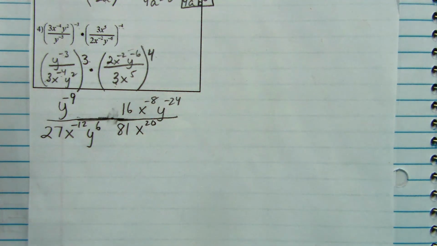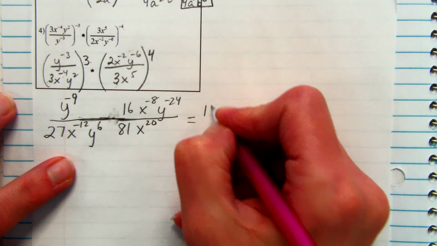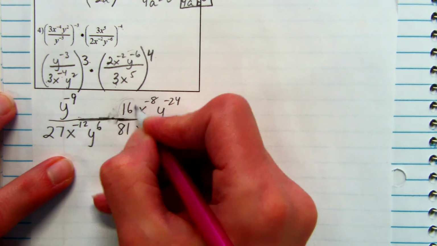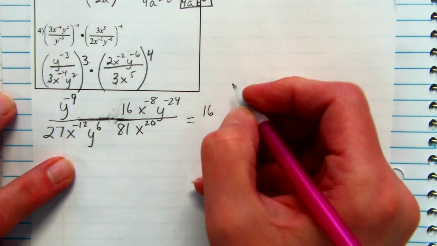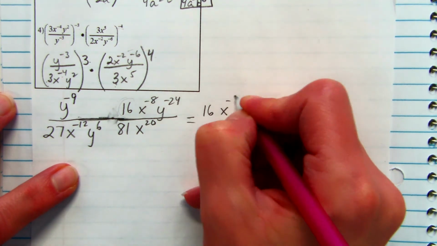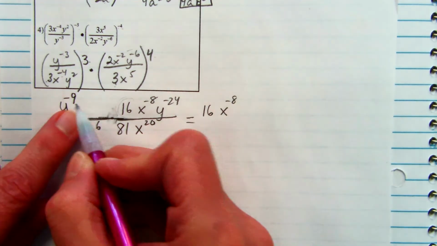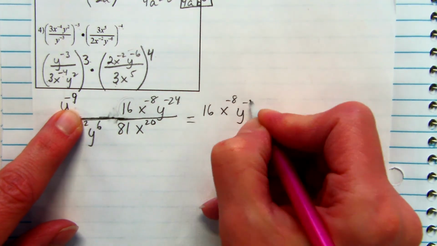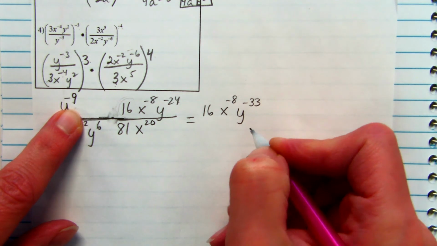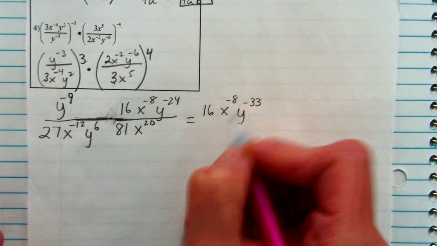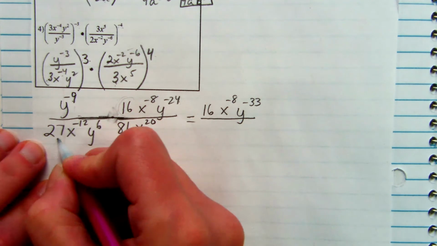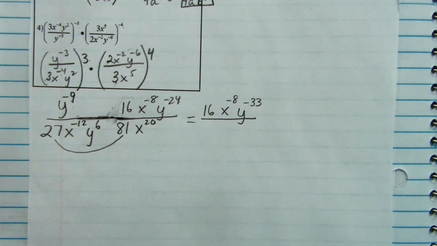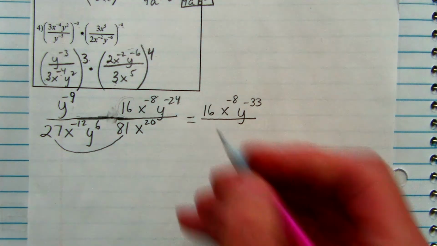So on the top, I just have 16 as a coefficient for the big numbers. And then I'm going to go alphabetical. I'll go x to the negative 8. And then these y's I can put together. Negative 9 and negative 24 make negative 33, if I did that right. I think so. And then on the bottom, I do have to take the 27 times the 81. Not going to lie, I don't know what that is. So I'm going to use my calculator really quick. 27 times 81 is 2,187.